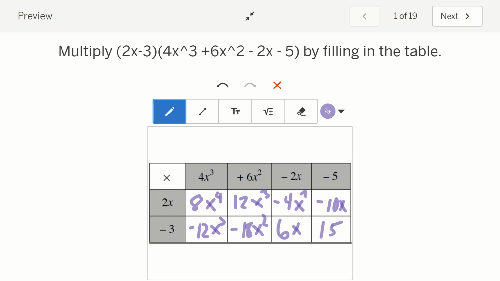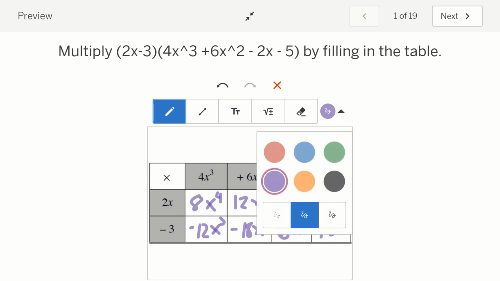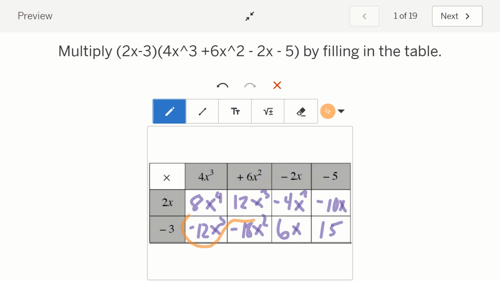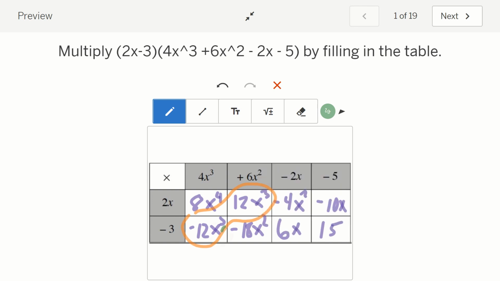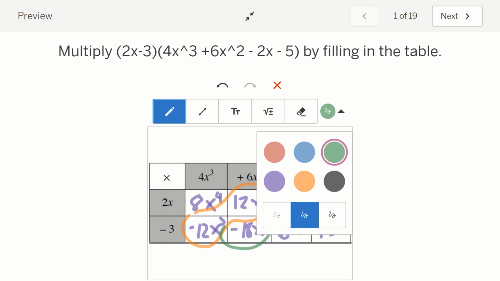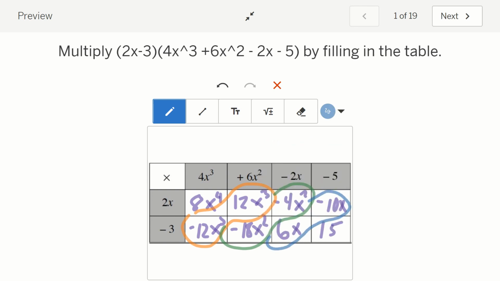And then when we go to write our final answer, we want to remember that we combine our like terms. And so our x cubes get combined with other x cubes. Our x squareds get combined with other x squareds. And our x's get combined with other x's.